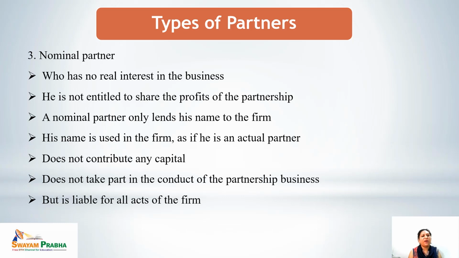The third type of partner is a nominal partner. A nominal partner has no real interest in the business. He is not entitled to share the profits of the partnership. He does not contribute capital.